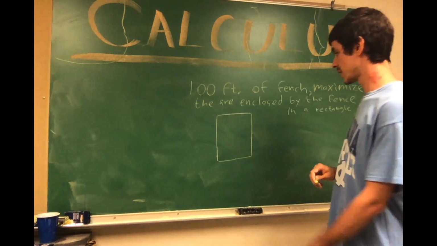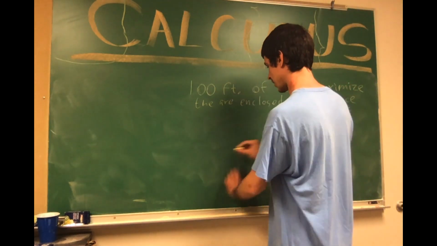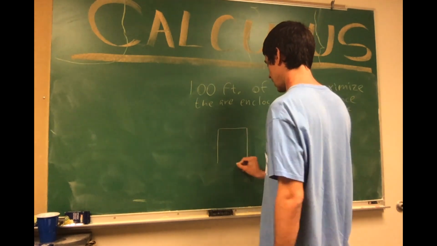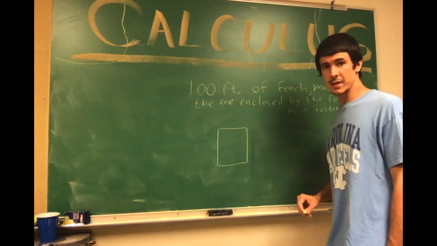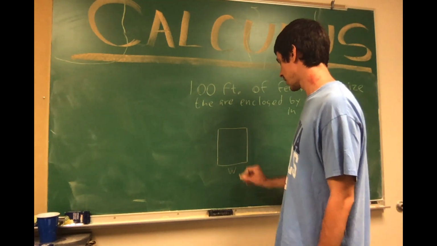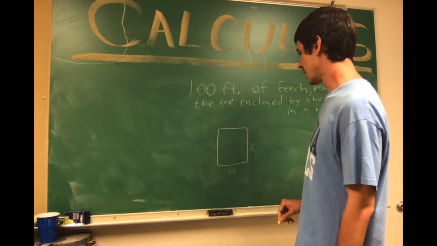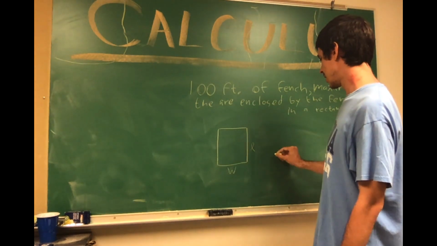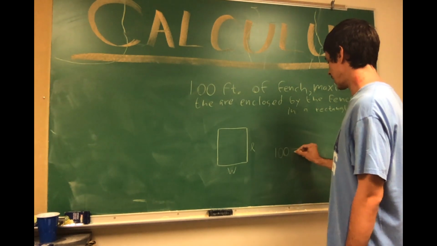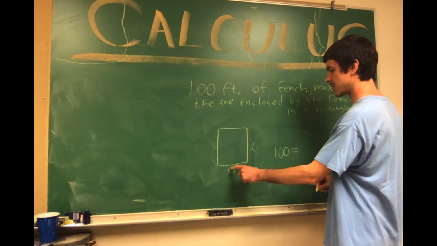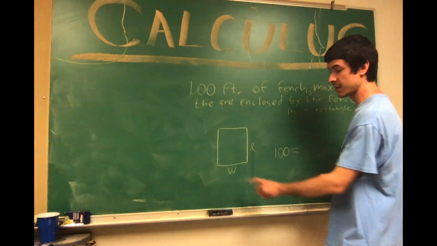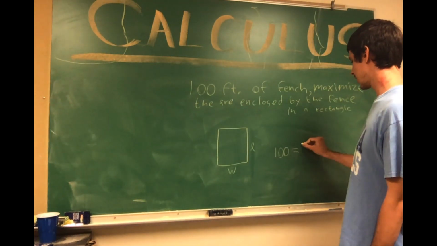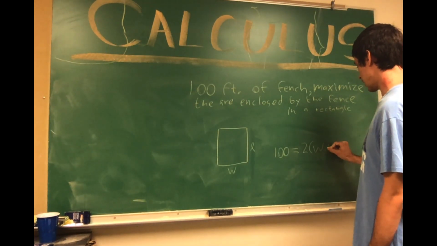Okay. So we know that the perimeter of this fence is going to be 100. Let's call this the width and let's call this the length. So 100 equals 2 times the width plus 2 times the length, right? 1 width, 1 length, 1 width, 1 length. So 2 times the width plus the length.